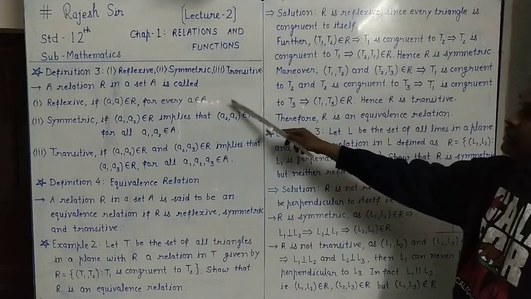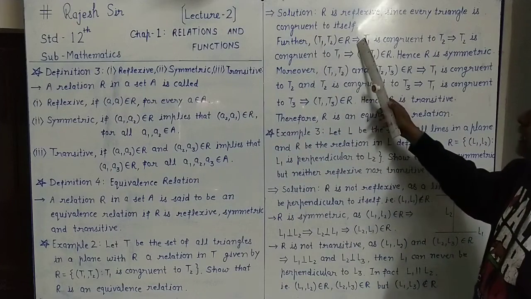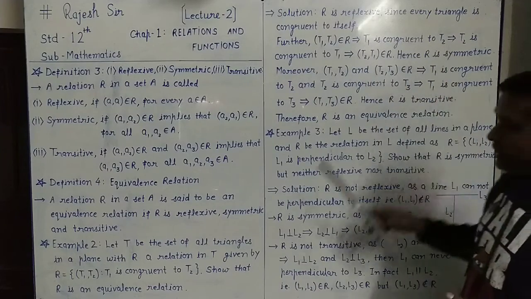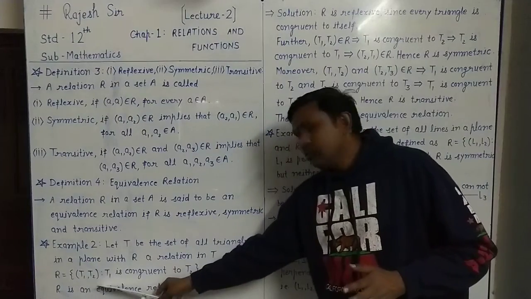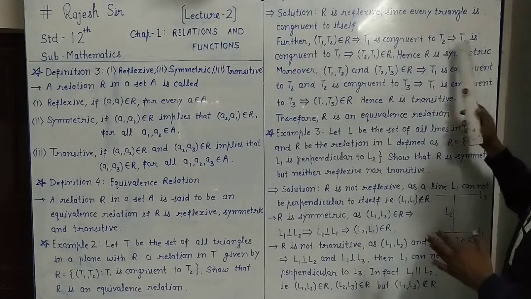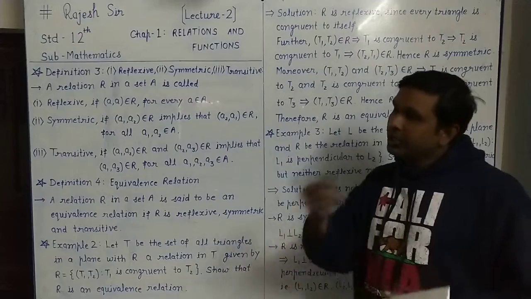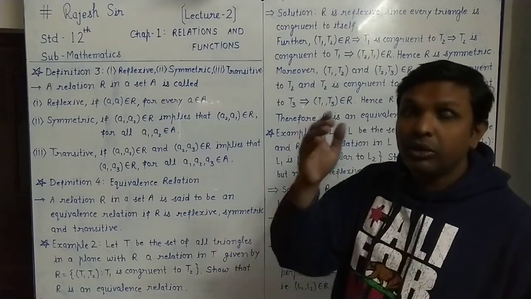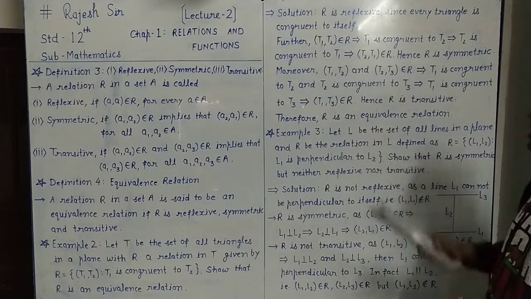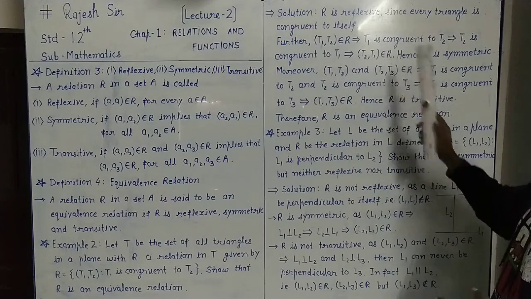First part is done. Second, we will check symmetric. If (T1, T2) belongs to R, which implies T1 is congruent to T2 by the given relation, that means one triangle is congruent to the other triangle. Its reverse we can also write: the other triangle is congruent to the first triangle. So that implies T2 is congruent to T1, and we can write (T2, T1) belongs to R.